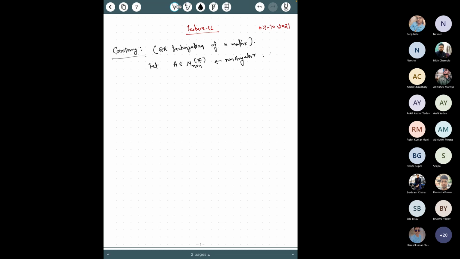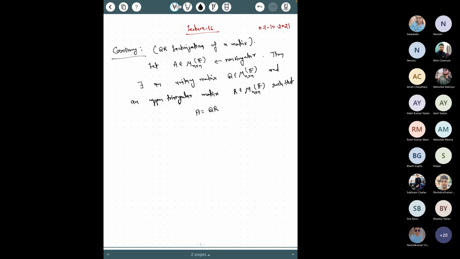Then there exists a unitary matrix. What is a unitary matrix? The columns are orthonormal. So there is a unitary matrix Q of size n cross n and an upper triangular matrix R, again of size n cross n, such that A is equal to QR. That means we get a factorization of our matrix A into two factors, and this factorization is called QR factorization.